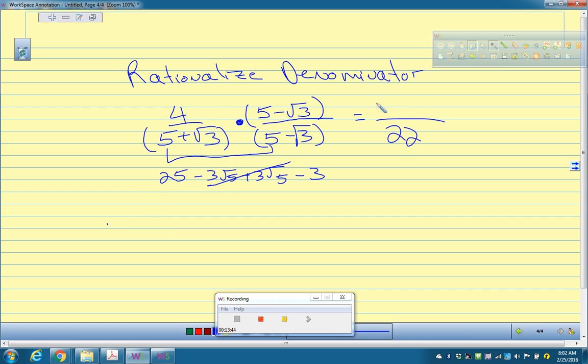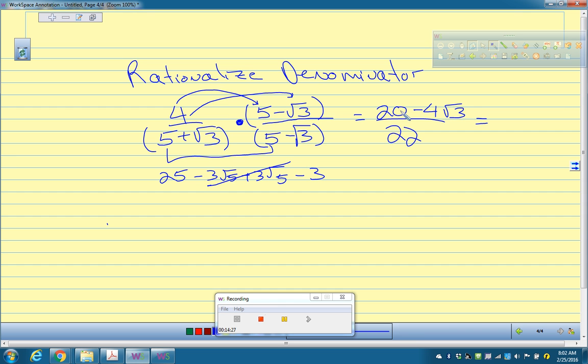What's my numerator going to look like? What's 4 times 5? 20. What's 4 times negative root of 3? It's just negative 4 root of 3. If this is outside the box, I have to multiply this times this, and this times this. But I can't multiply something inside the box by something outside the box, so I have to leave that outside the box. You can reduce this by a factor of 2.